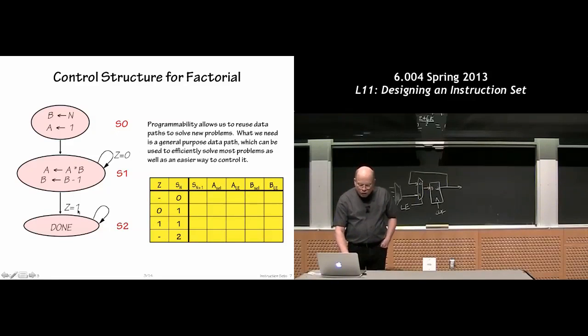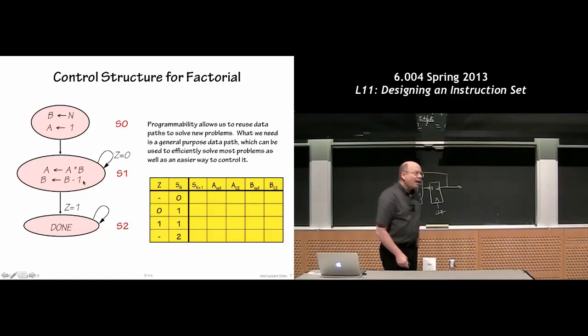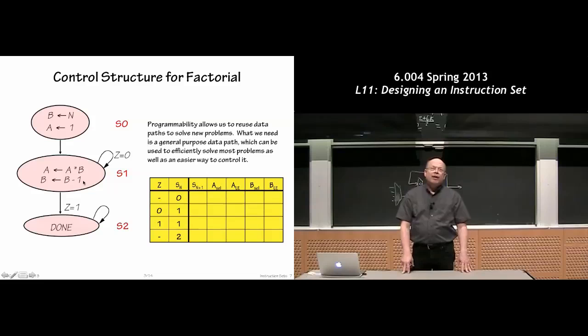We'll redraw the control structure here, where in fact we're going to loop in state 1 as long as the z signal is 0. And if we go back and look at the other diagram, the z signal is the thing that's telling us whether b minus 1 is 0. And so when z is 1, the value of b minus 1 is equal to 0.